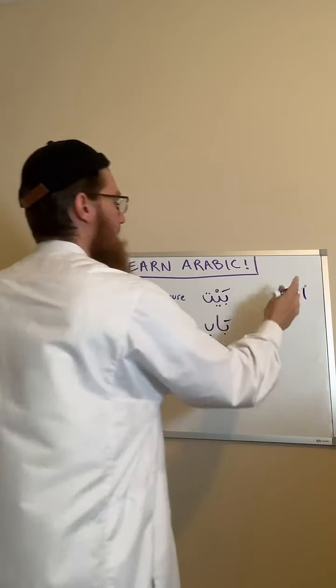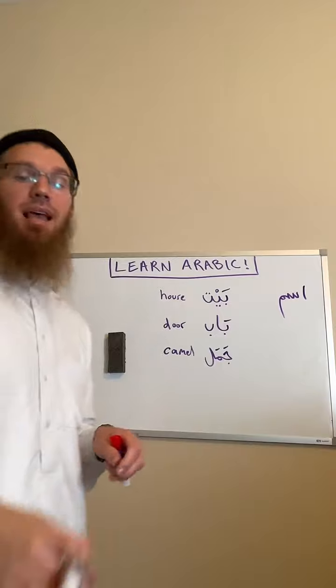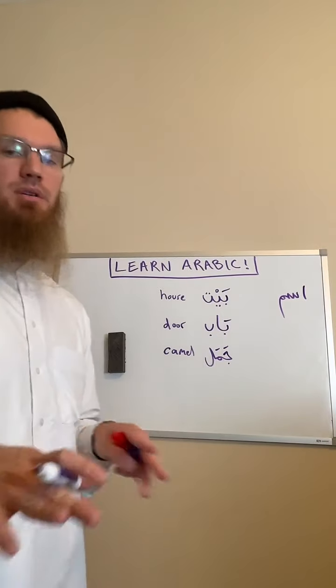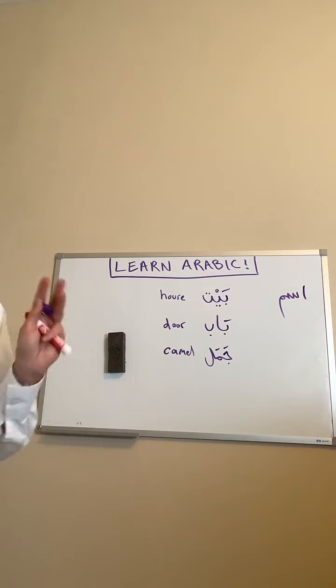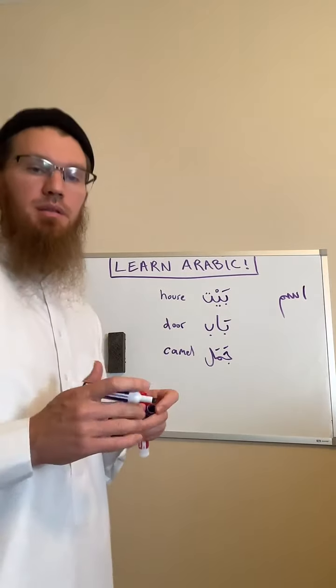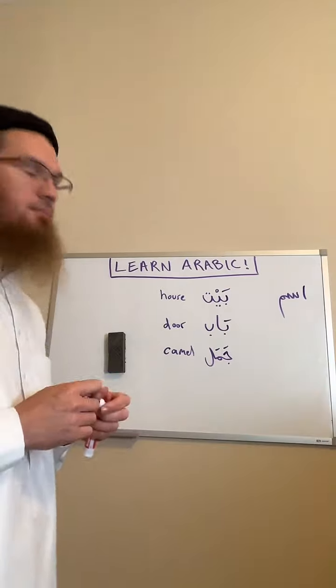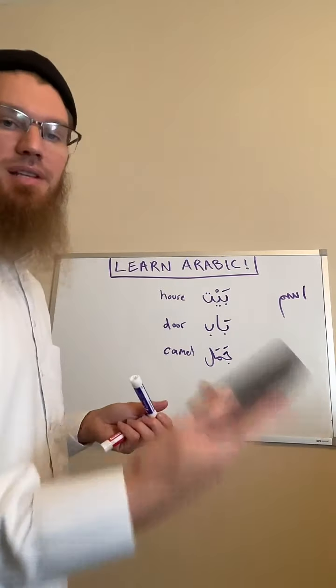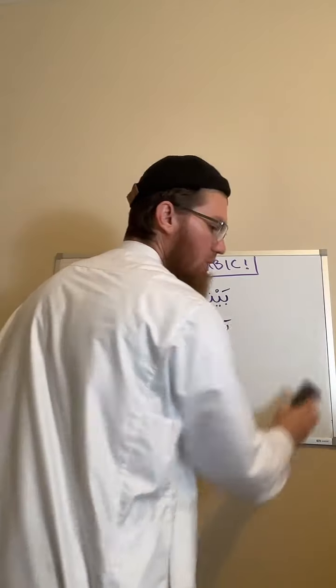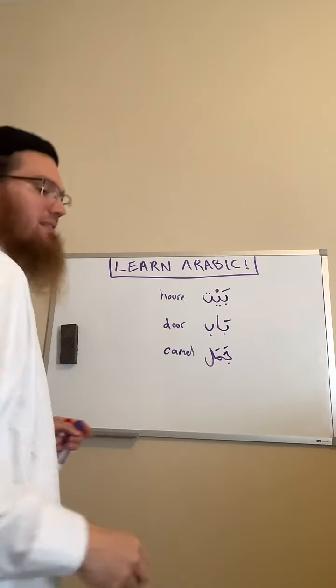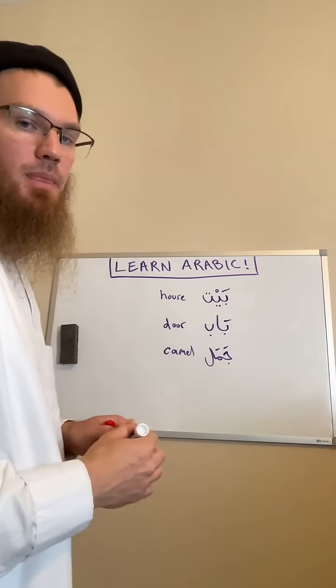They would all be considered under the category of ism because they have a complete meaning, but there's no relation to time. We know what a house is, we know what a door is, we know what a camel is. It has a complete meaning, but there's no relation to time. So nouns, adjectives, names, those would go under the category of ism, okay? So we're talking about the definite and indefinite ism, okay?